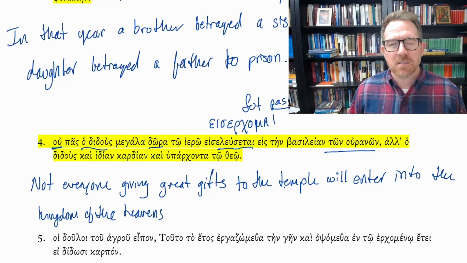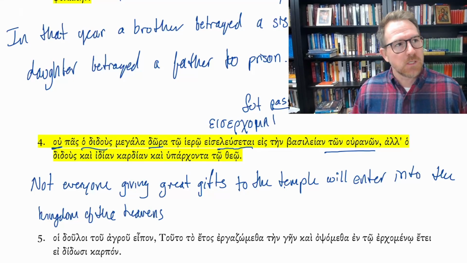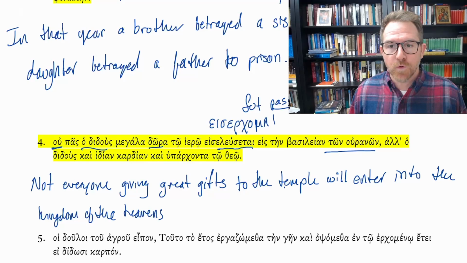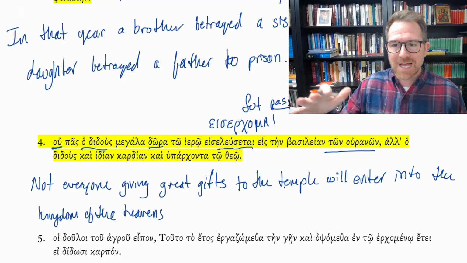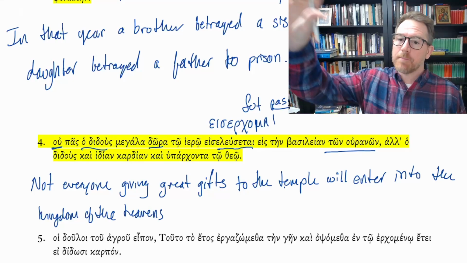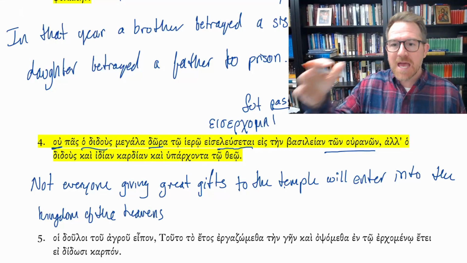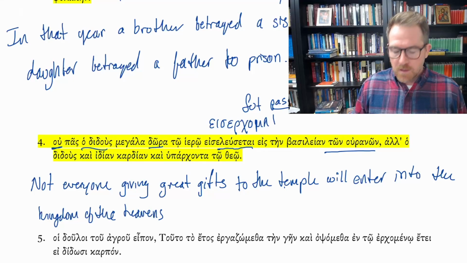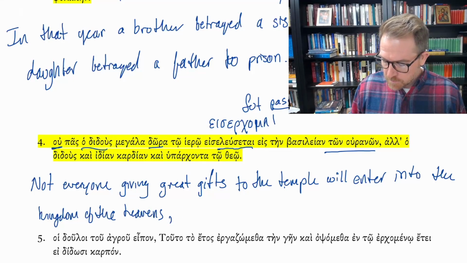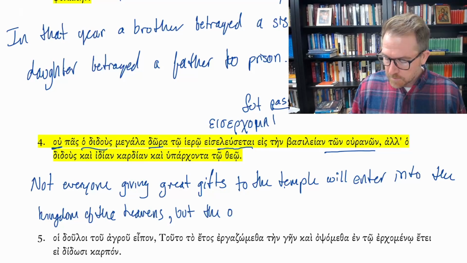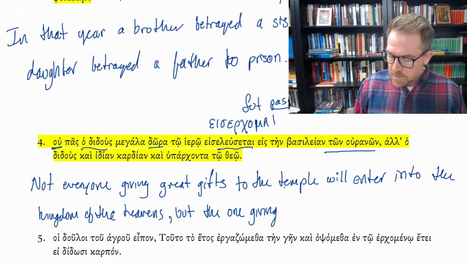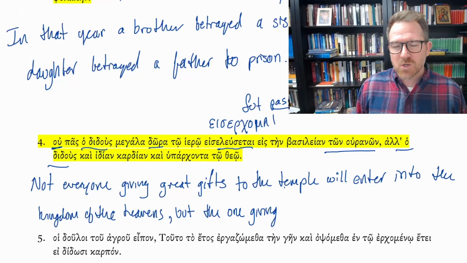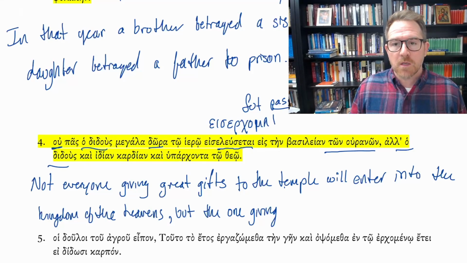But the idea is that, and a scholar, his name is escaping me, argues that the plural form heavens is designating the space where God dwells, not heaven as in the sky, the place up in the sky, but the heavens as the heavenly realms in a Jewish apocalyptic frame of reference. But alla ho didous, but the one giving, this is the substantive use of the participle. Who are we talking about? It's the giver. It's the one who's doing the giving. That's why I'm translating it as the one giving.